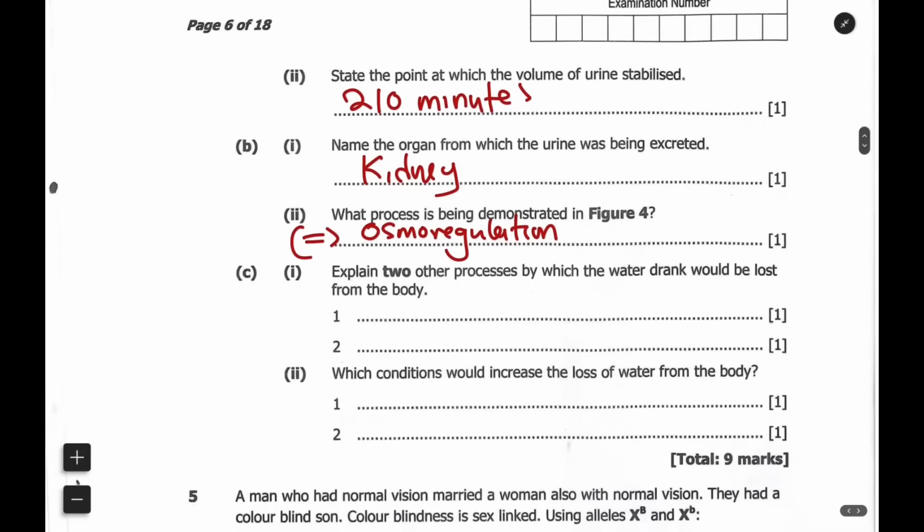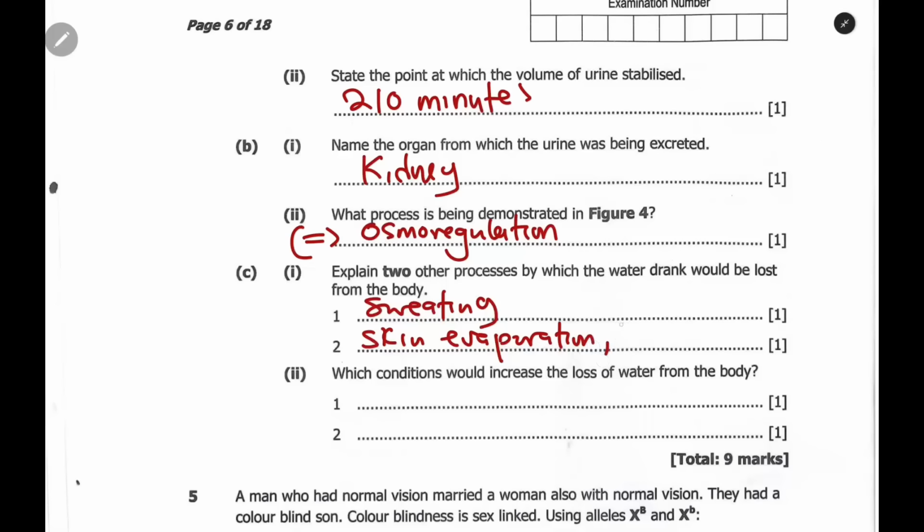C. Explain 2 other processes by which water drunk would be lost from the body. Explain 2 other processes by which the water drunk would be lost from the body. So one of them is sweating, by sweating. Then we have what we call skin evaporation. So by skin evaporation. But you can add also breathing also make us to lose water. What could be other ways in which the water drank would be lost from the body? Waiting to learn from you.